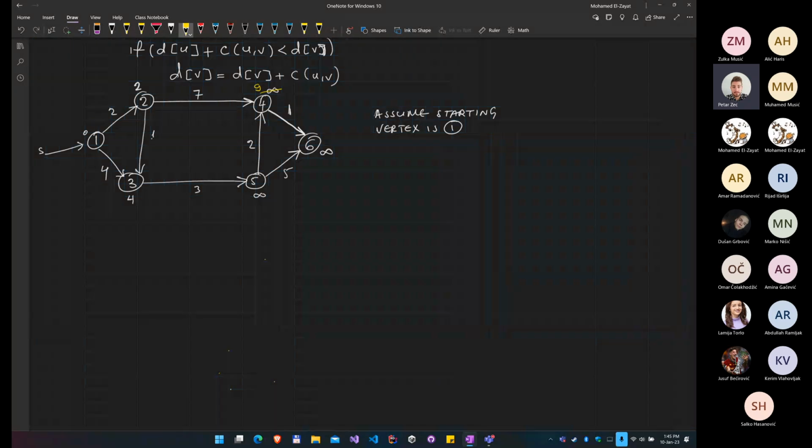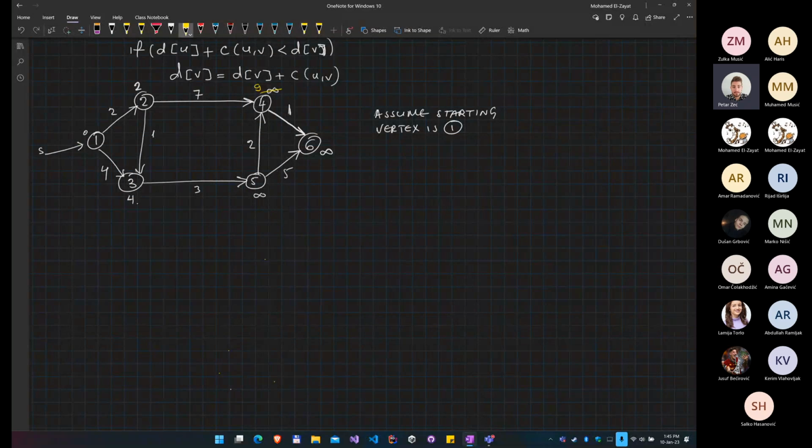2 plus 1 is 3, which is less than 4. So we actually cross that out or update that to 3, and we did our relaxation. Now, we pick up the next smallest cost.